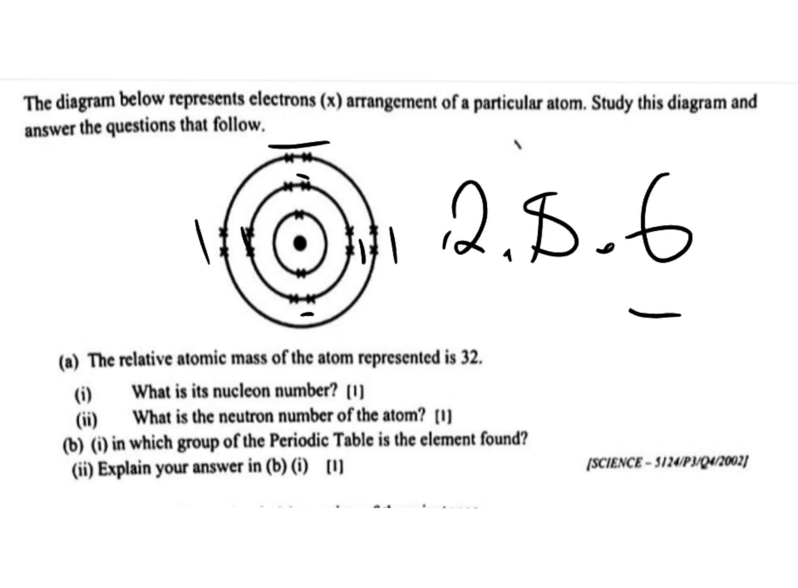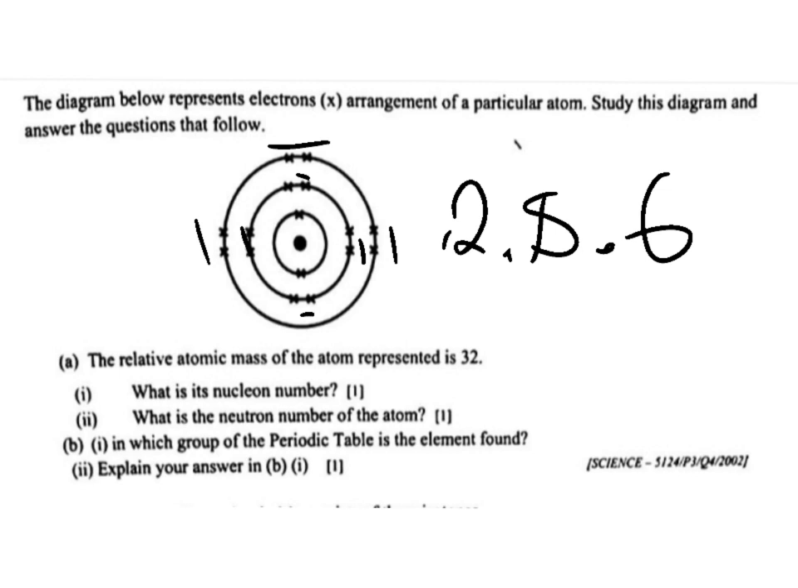Okay, so the outermost shell, this one, it tells you the group number in the periodic table. So if the outermost shell is 1, meaning that element is found in group 1. If the outermost shell is 2, meaning the element is found in group 2. If the outermost shell electrons are 6, meaning this element is found in group 6. So this element is found in group 6. Why? Because it has got 6 electrons in the outermost shell. And the electrons in the outermost shell determine the group number.